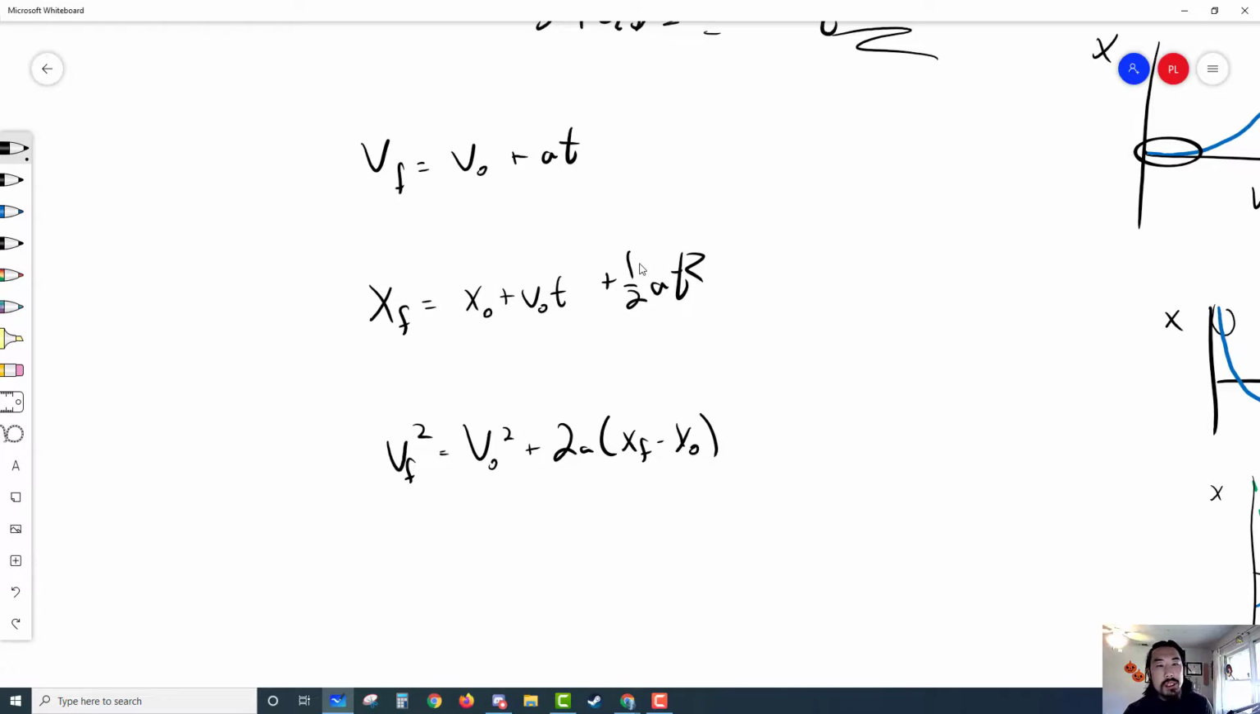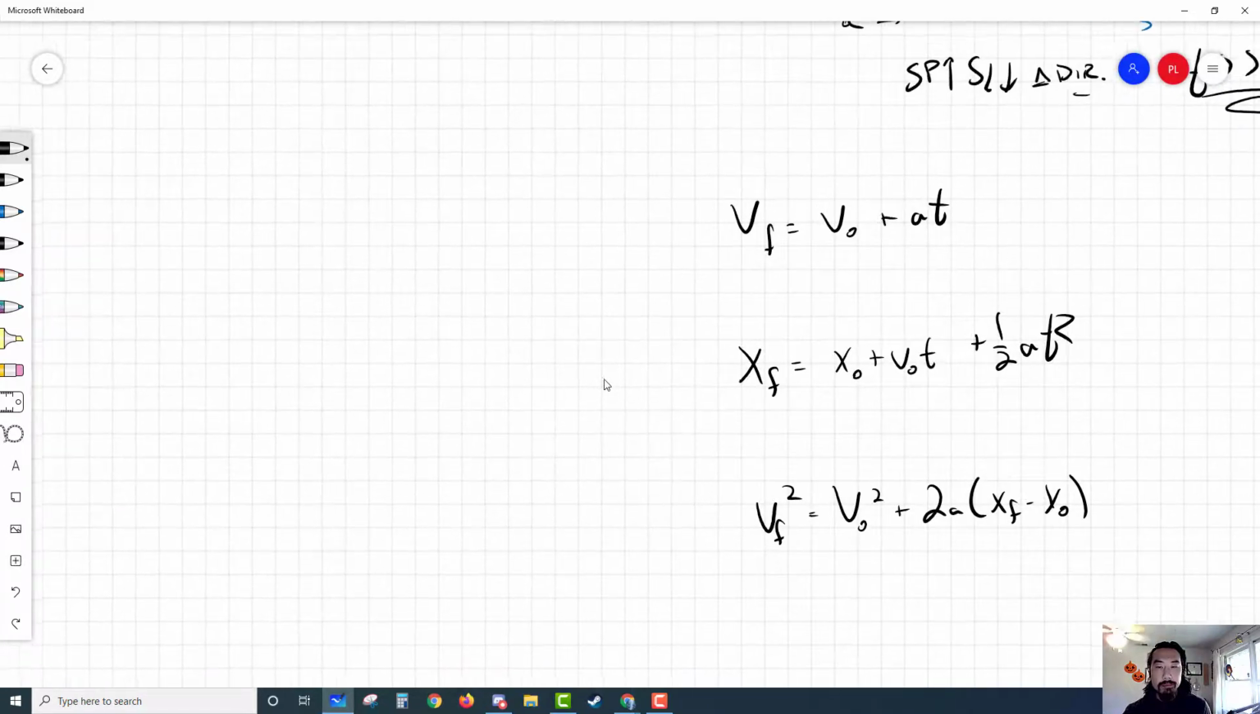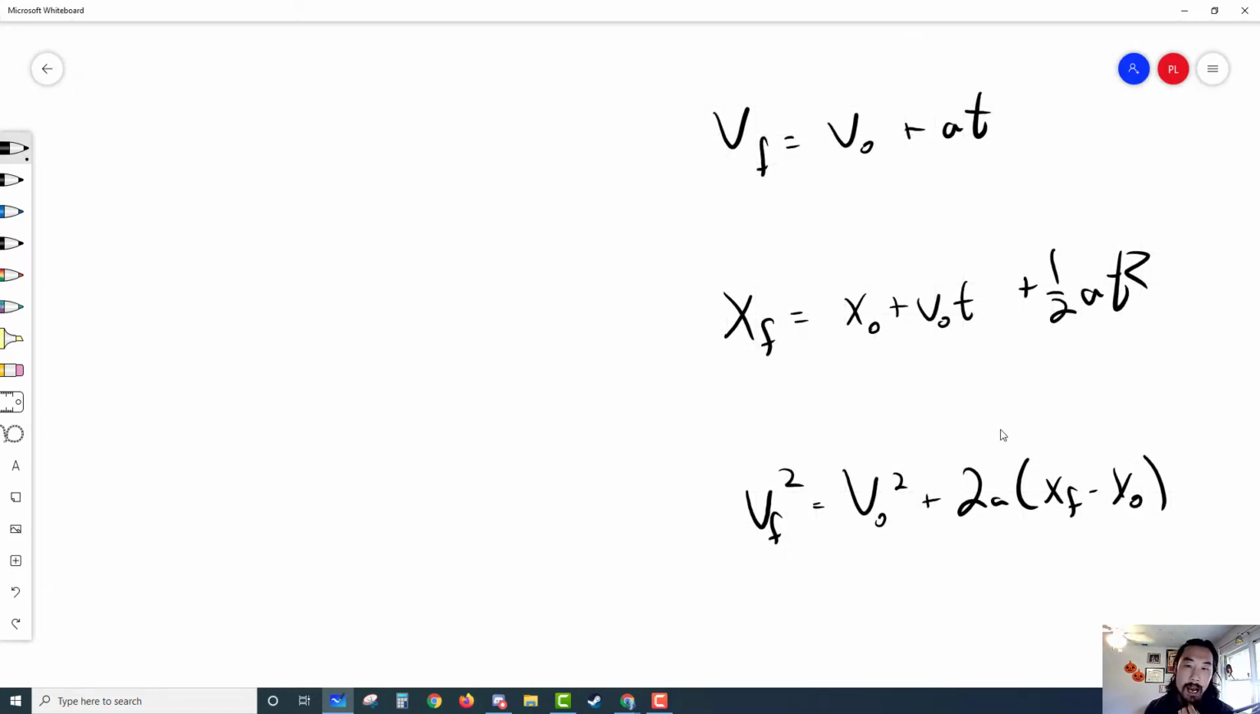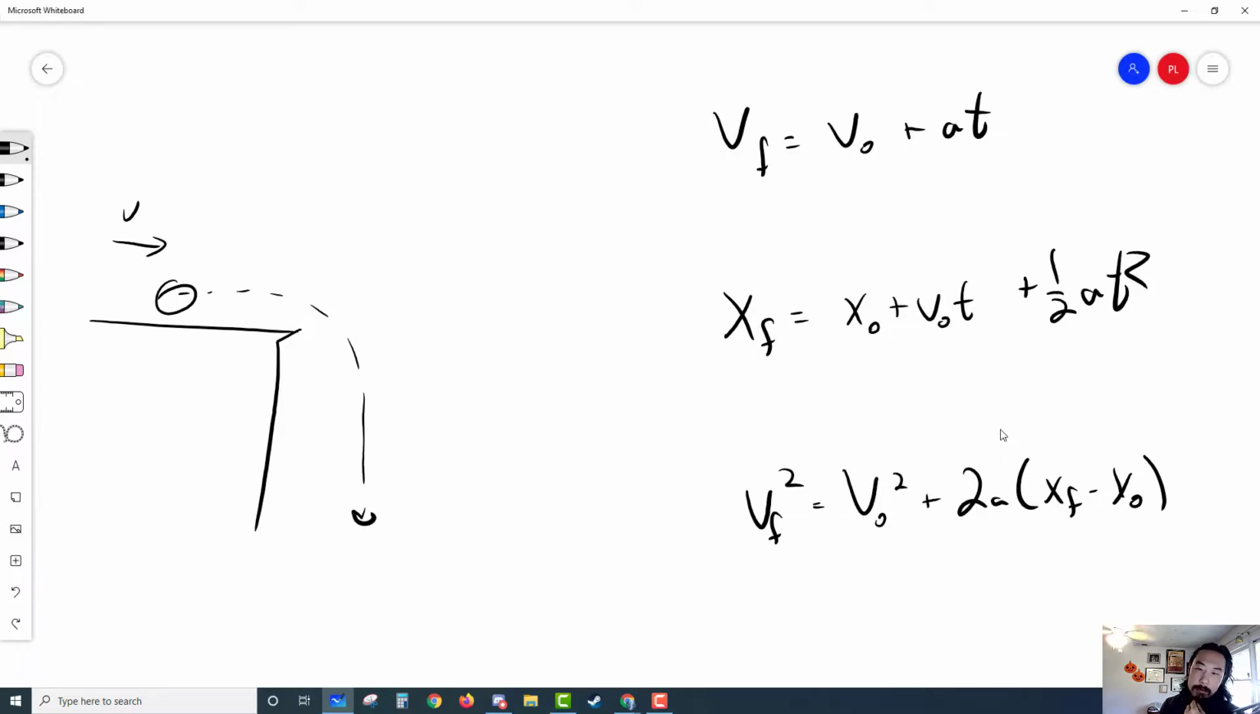All right, so let's say we have an object here, and this object is moving along with a velocity. And this object falls off a cliff. There we go, boom. Let's say the initial velocity is v, and it falls off a distance of xf. So it goes towards xf.